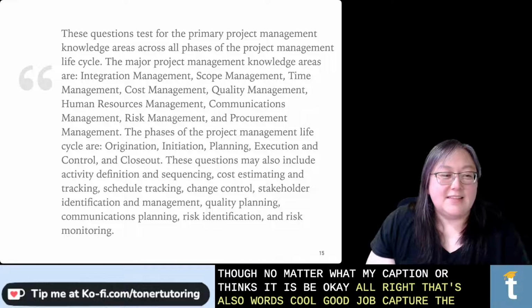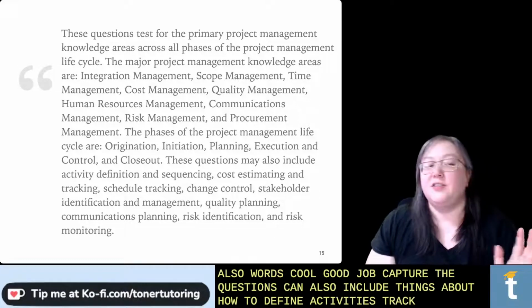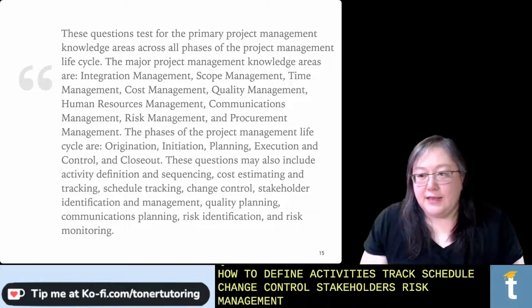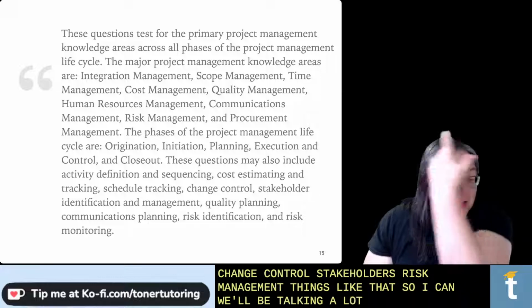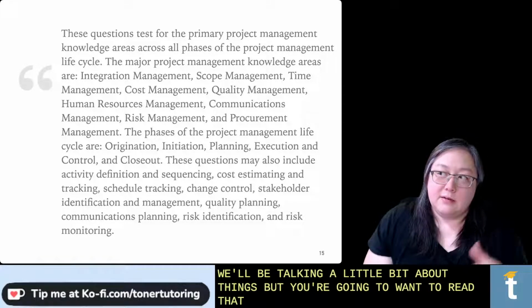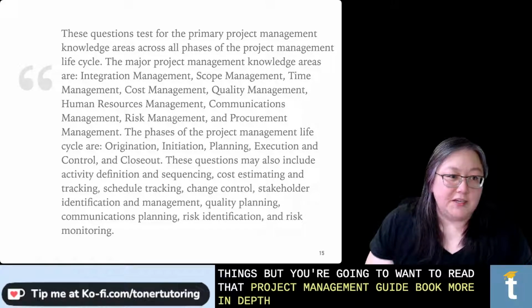The questions can also include things about how to define activities, track schedules, change control, stakeholders, risk management, things like that. So again, we'll be talking a little bit about things, but you're going to want to read that project management guidebook more in depth to get more information.